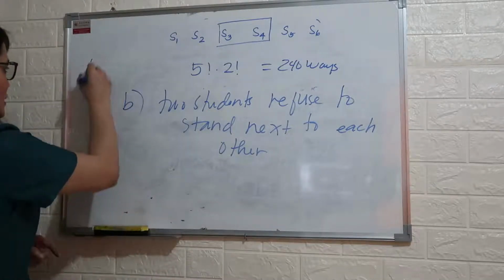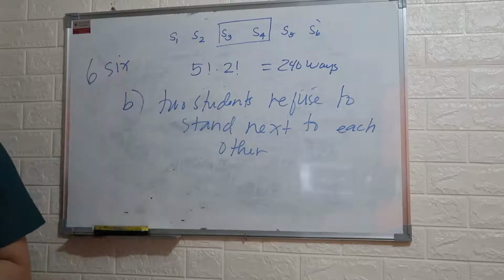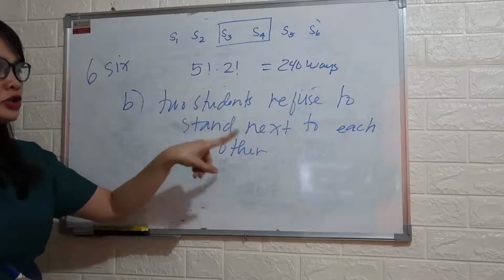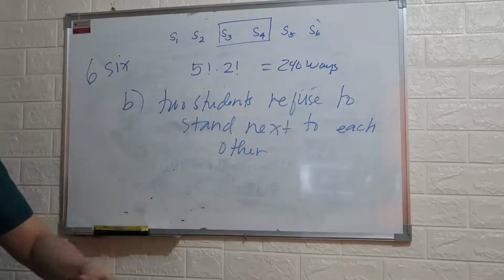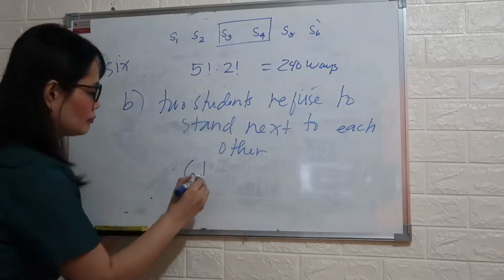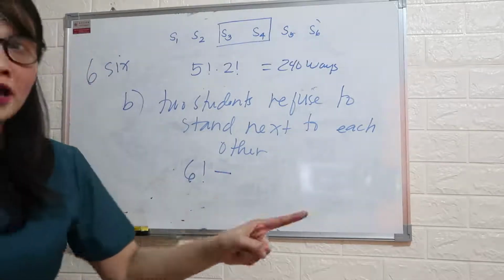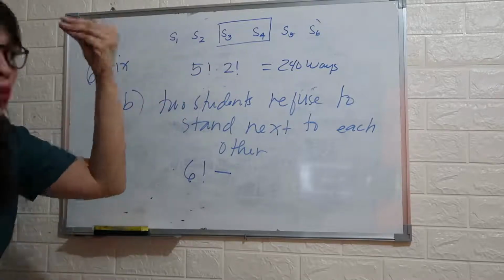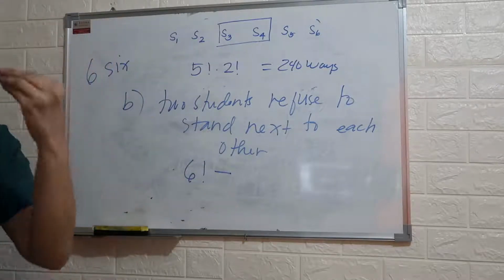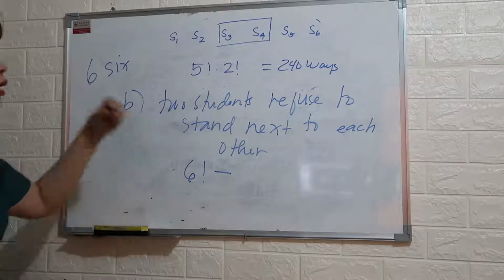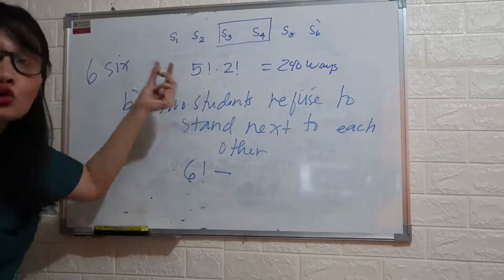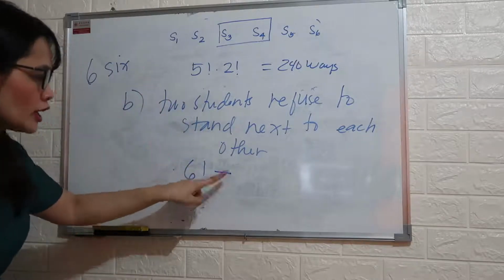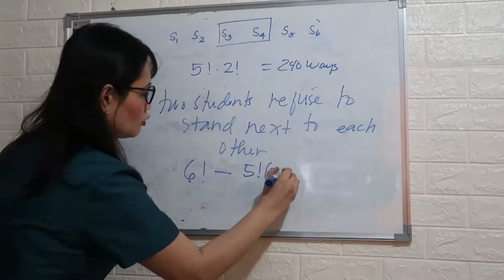There are 6 students, but the condition is that 2 students refuse to stand next to each other. How do we solve that? Since there are 6 students, we have 6 factorial minus the arrangements where the 2 students stand next to each other. So that will be 6 factorial minus 5 factorial multiplied by 2 factorial.